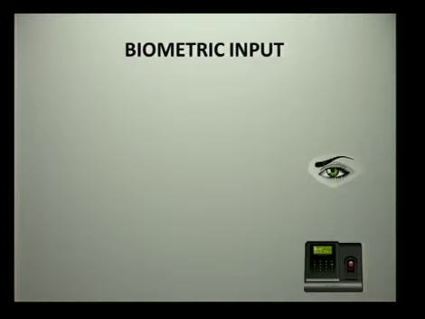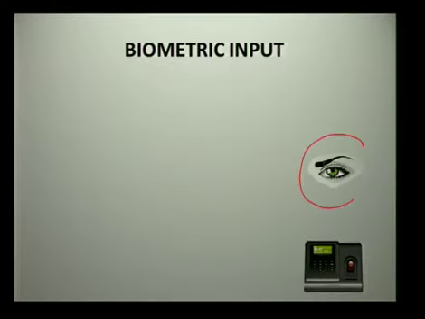Now we're going to look at your input devices. These input devices, we call them your biometric input devices. If you can see here, we have a picture of an eye that is being scanned, and you can see there's some light there. And here we have a picture of a fingerprint device, where you can just put your finger and your finger will be scanned.